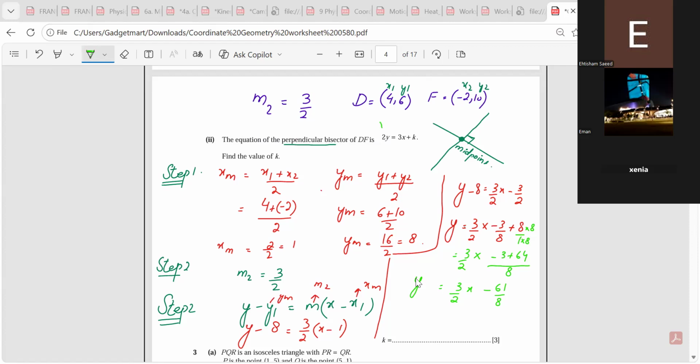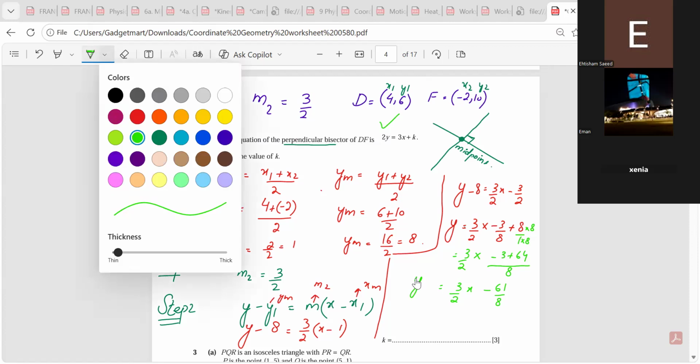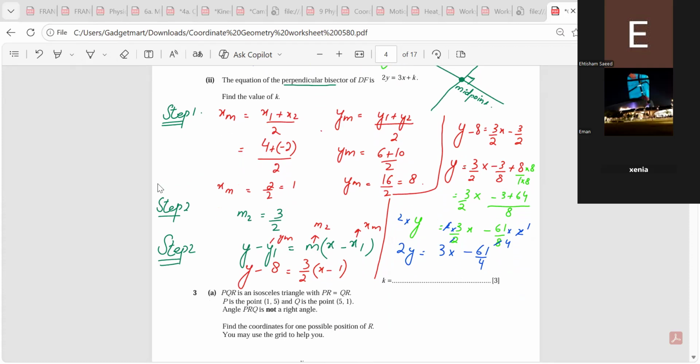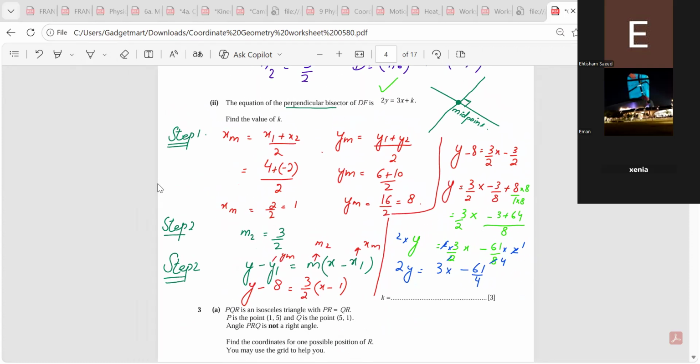So for making it in this form 2y, I will be multiplying the whole equation with 2. So if I multiply it with 2, I'm going to multiply this with 2 as well and this with 2 as well. So this is going to be 2y equals, this will be cut, 3x, and then 2 ones are 2, 2 fours are 8. So it will be minus 61 over 4. So here we have converted this equation, जो initial equation थी उसको इसी form में convert कर ली है.